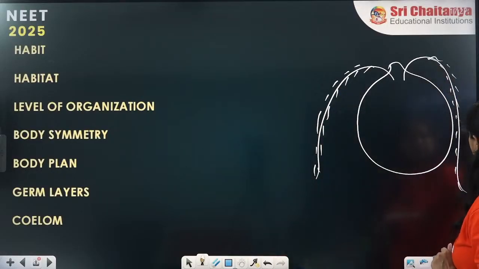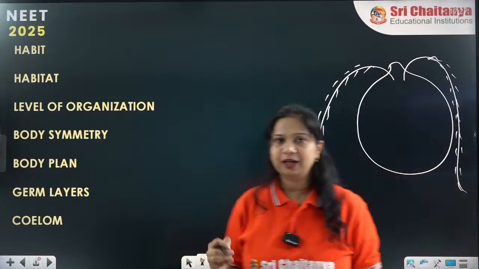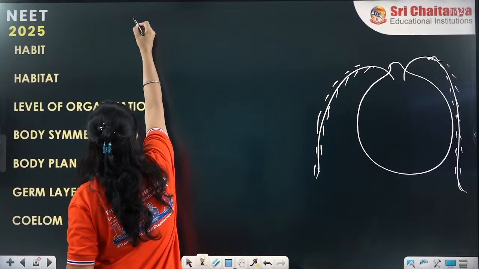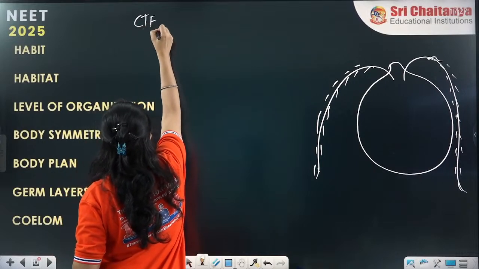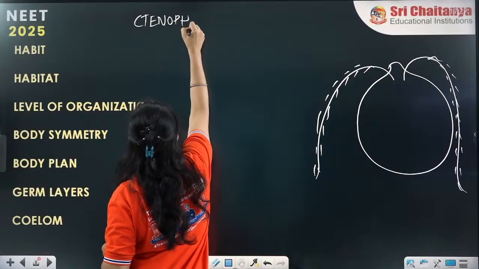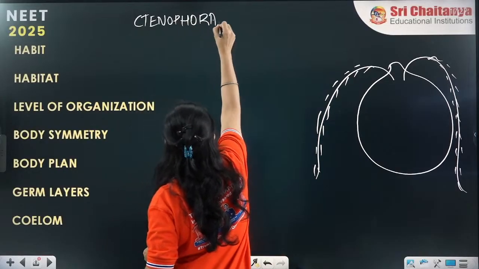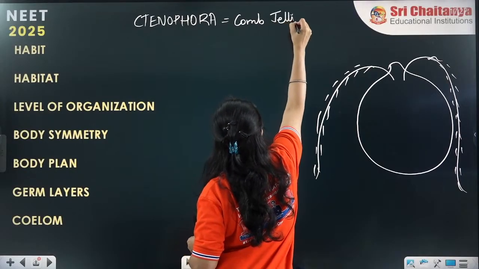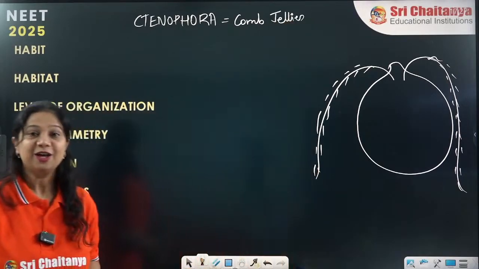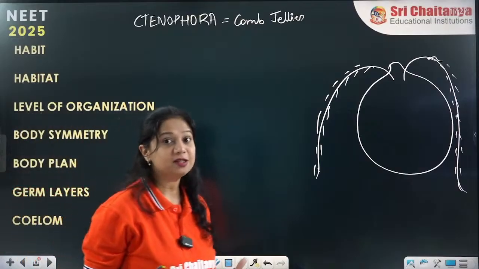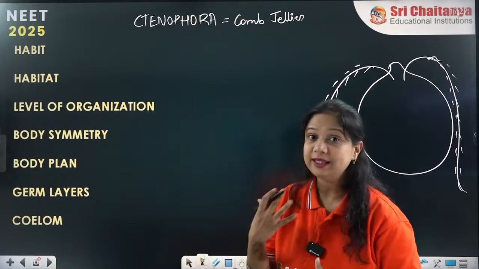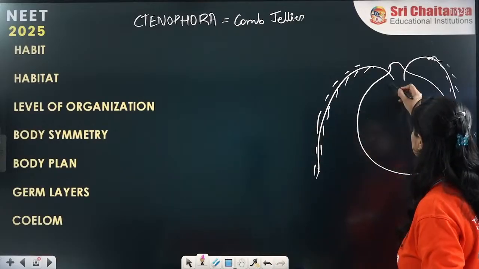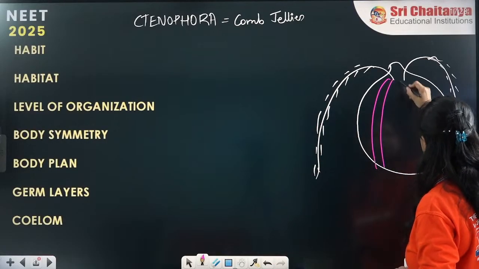Gooseberry is another type of fruit. So they have different names, but they are commonly also called Ctenophores or comb jellies. Ctenophora, or commonly called the comb jellies. Now what are these organisms? See here we have these structures.